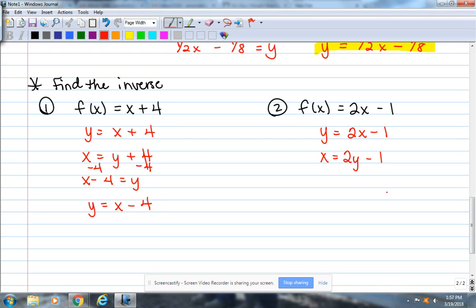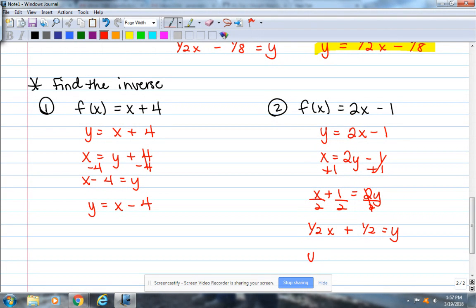Now how do I get rid of everything with the y? Y'all, I'm asking y'all junior high questions here. How do I get the y by itself? Thank you. So x plus 1 equals 2y. And then how do I get the y by itself now? Divide everything by 2, and then you simplify. And that's 1/2 x plus 1/2 equals y.